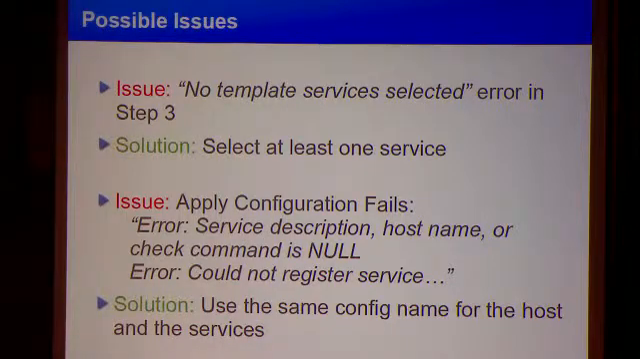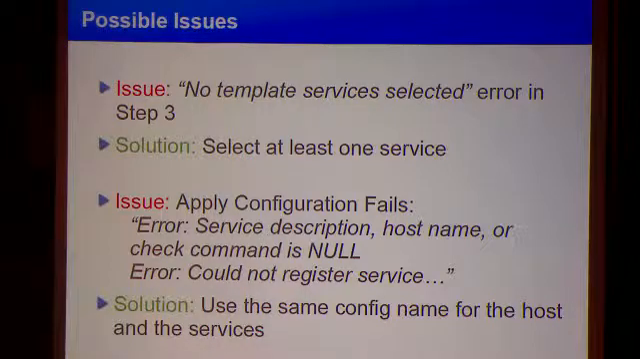The second issue is kind of big. Basically, apply configuration fails, and you get an error: service description, host name, or check command is null. Could not register service. That happens when the config name for the host and the services is different. When you run a wizard in XI, it creates the same config names for host and services. Those configs are placed in the /usr/local/nagios/etc hosts or services directories, and those names are the same.